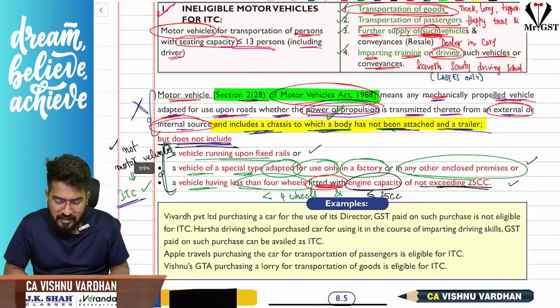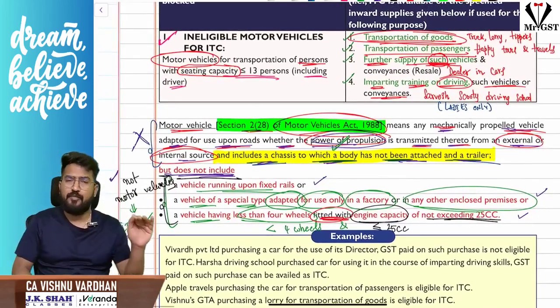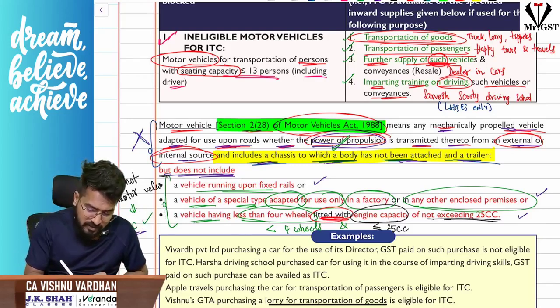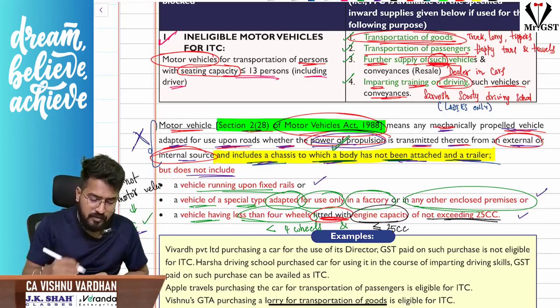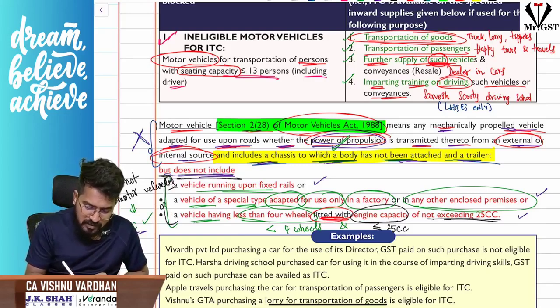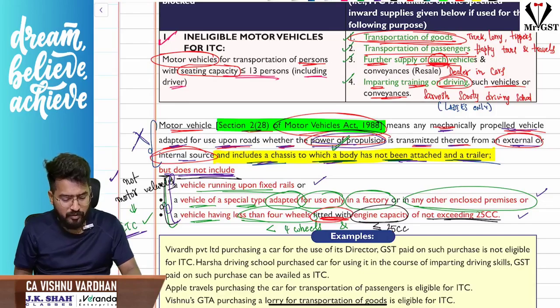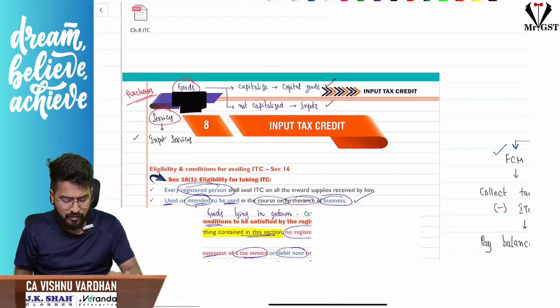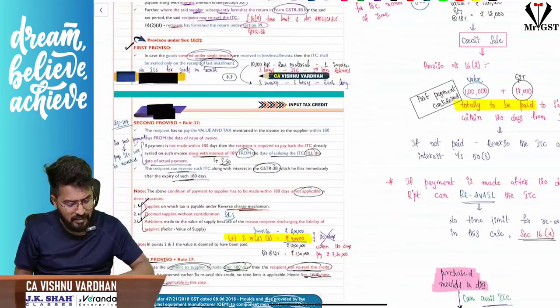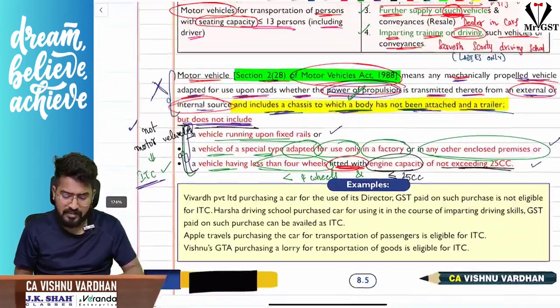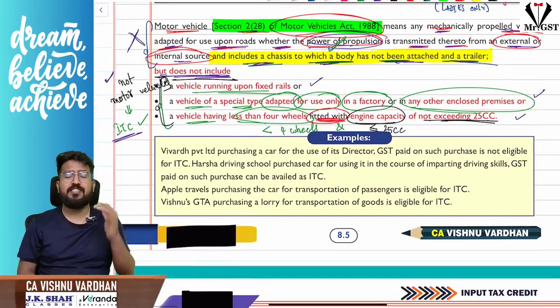So please understand that for motor vehicles with less than or equal to 13 seating capacity, you cannot take ITC. But these three things are not motor vehicles. So even though you buy them for business purpose, even though the seating capacity is less than or equal to 13, yes, you can happily avail ITC. That is the interesting part here. Hope it is clear for you.